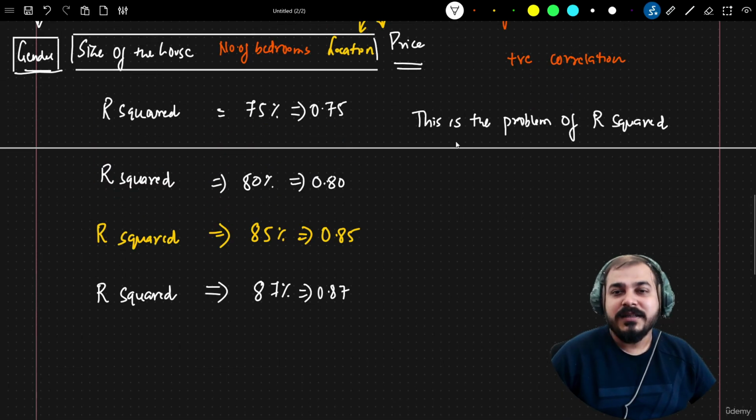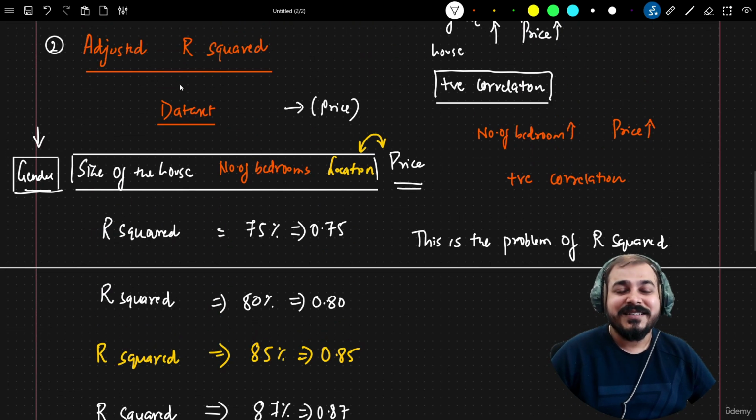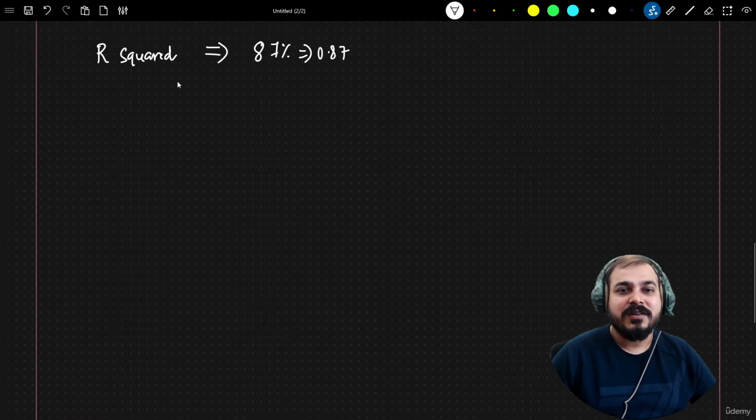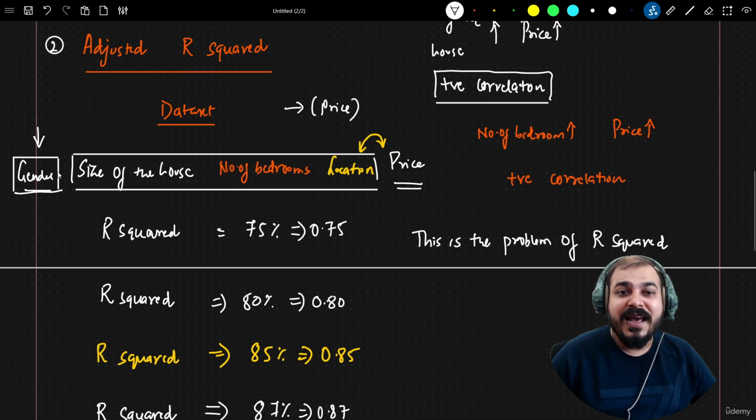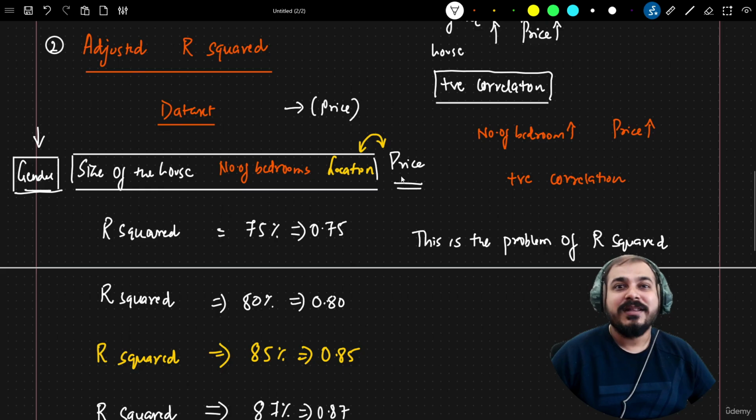Now, in order to prevent this, we basically use something called adjusted R squared. In adjusted R squared, what it does is that it penalizes every feature that is not correlated with the output feature. So this is the amazing thing that basically happens with the adjusted R squared.